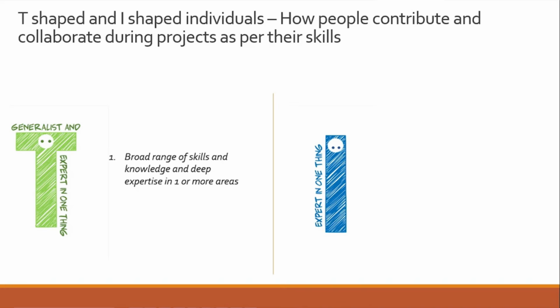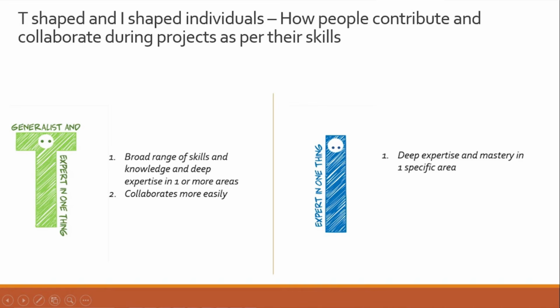However, an I-shaped individual has deep expertise in one specific area, but they lack the breadth of skills and knowledge in other domains. So when it comes to the contribution of T-shaped individuals in an agile project, these kinds of individuals can collaborate more easily across various roles and tasks, promoting a better understanding of the entire project. So you can look at a T-shaped individual as a person who is sort of a delegated project manager or a mini project manager per se.